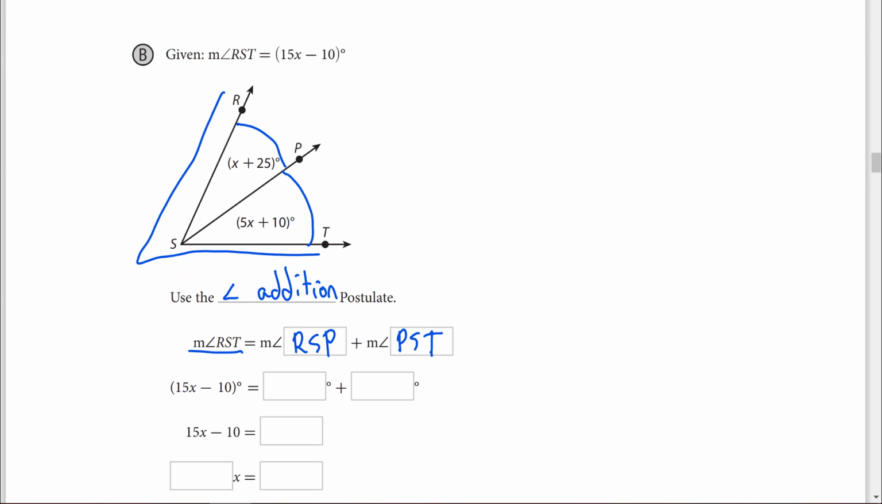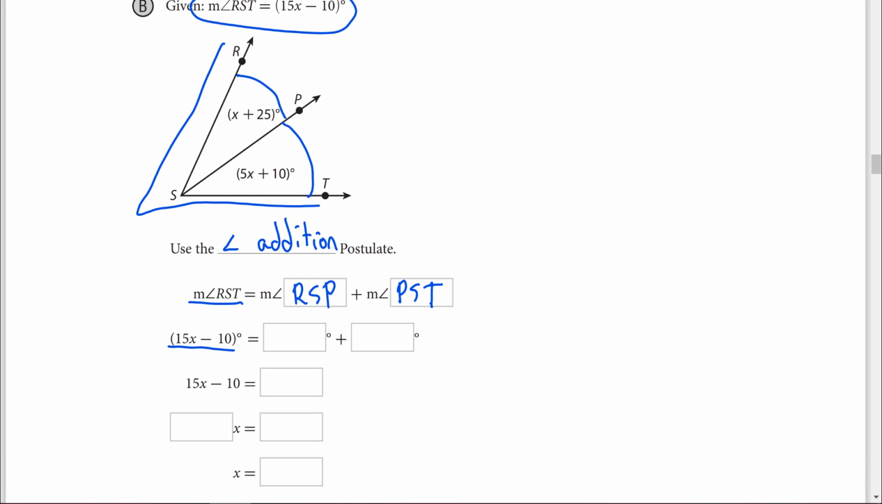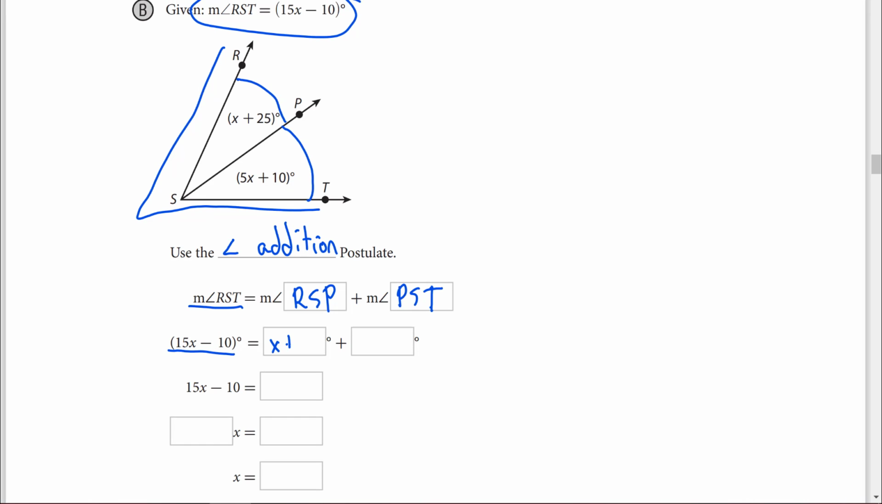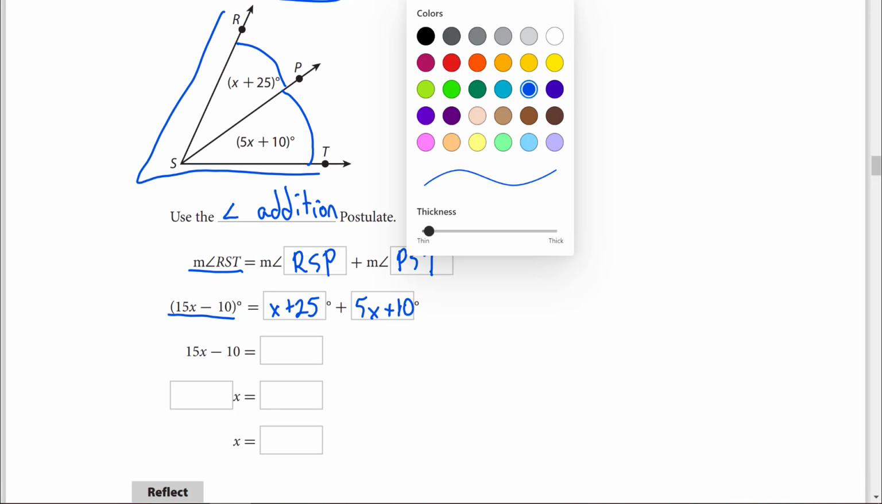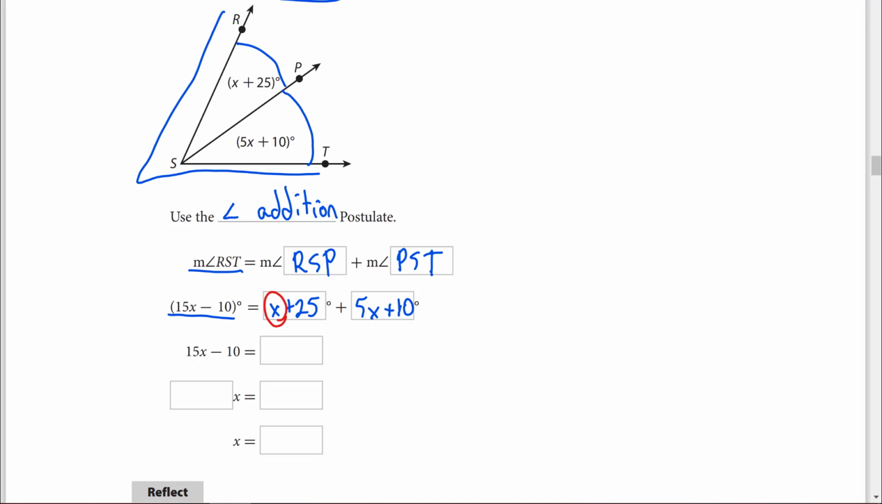Now, in the problem, they told us that RST is 15x minus 10, so we've plugged that in. Now we're going to plug in the values for the other two smaller angles. RSP is x plus 25, and PST is 5x plus 10. Well, same thing as in part A, we're going to solve for x. So let's combine like terms. X and 5x, add those together, I get 6x, 25 and positive 10, so positive and positive. I add them together to get 35.